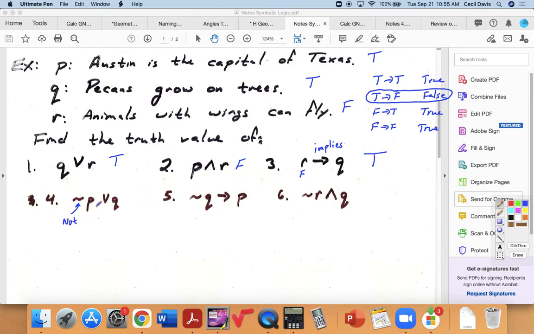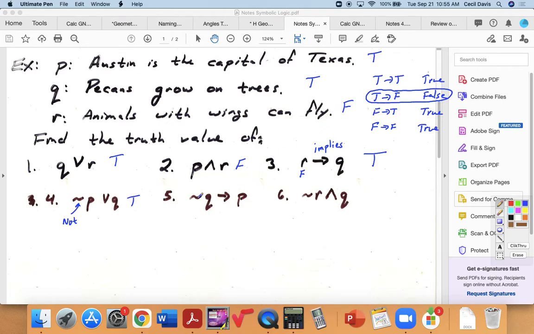So not P or Q. Is not P true? No, that's false. It's an or, so we have to keep looking. Is Q true? Yes. So that's true. We only need one of them to be true.